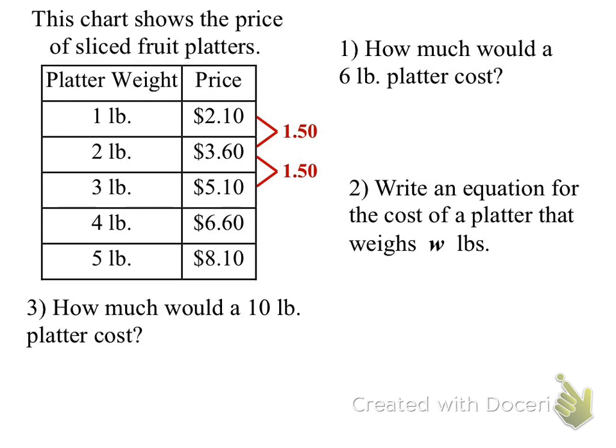Okay, so we're doing the platter weight for fruit and the price. Notice that, and what's the dependent variable here? Is it weight or price? Yes. Price. And they're telling us to use W for weight, and then I guess we'll use P for price. Okay? So how much would a 6-pound platter cost? Can we predict that based on this? What would it cost? $9.60. How do you know that? We add 1.50, right? So write the equation.